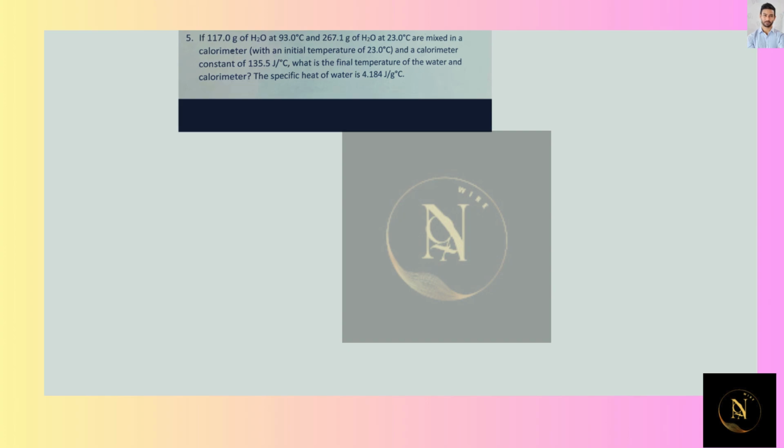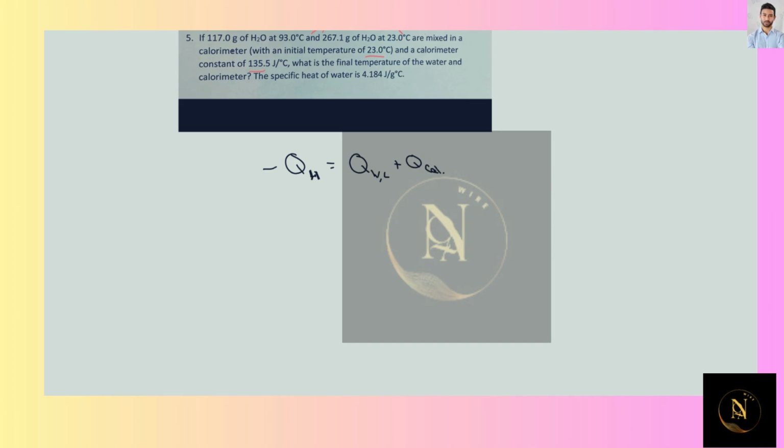Hi, so over here we're going to have a system in which we're going to add hot water to a mixture of cold water and a calorimeter, which are going to be at equilibrium. So what is going to occur is that minus the heat provided by the hot water is going to be equal to the heat gained by the water, the cold one, plus the heat gained by the calorimeter.